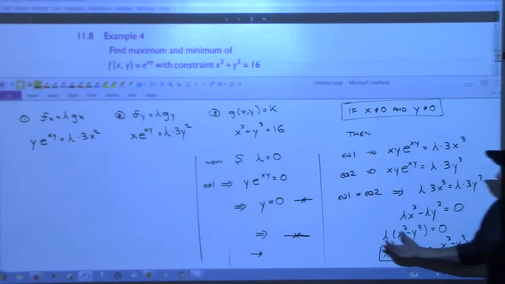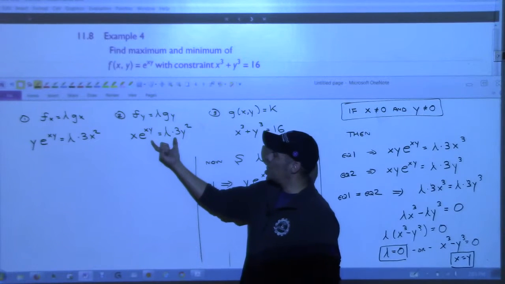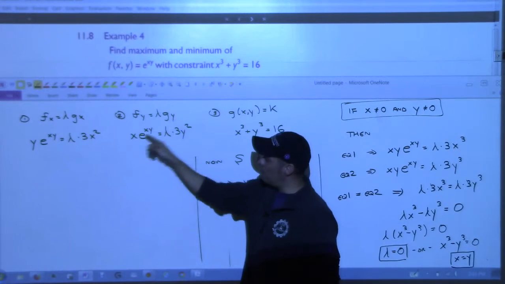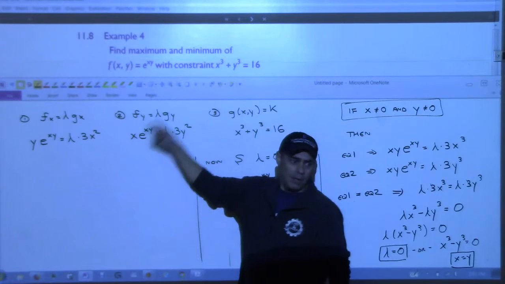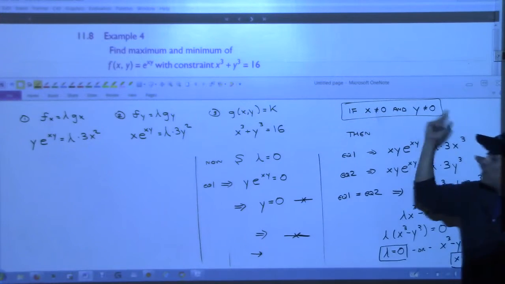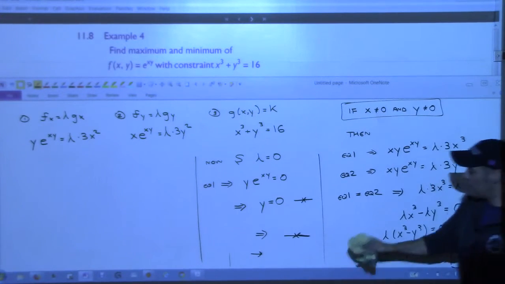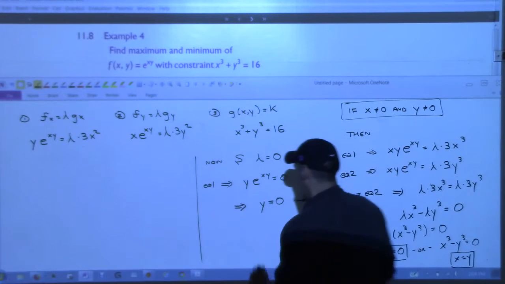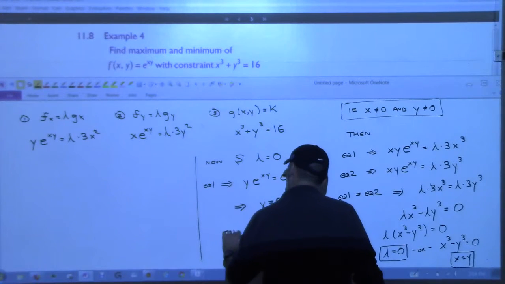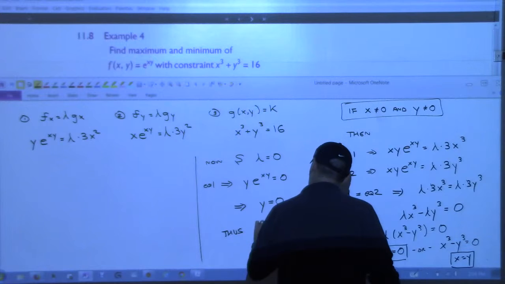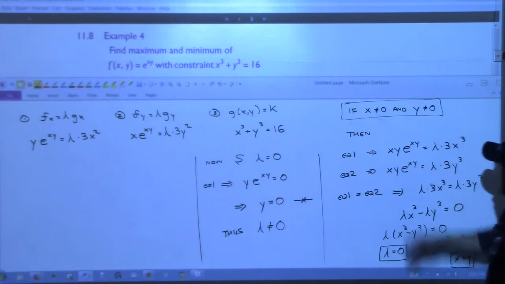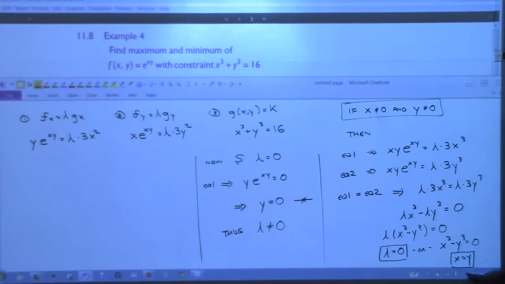We would have got a contradiction had we started here. Same thing, right? If lambda is 0, that's 0. That means x has to be 0. But we already started with the assumption that x and y were both not 0. So this is a contradiction. Thus, lambda cannot be 0. Which means the only way that this happens is if x is y, right? So now we need to look at that.